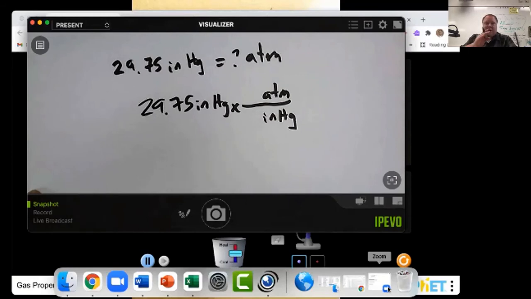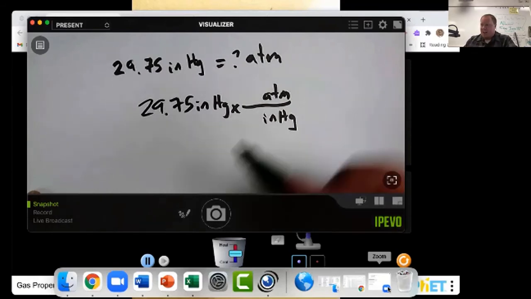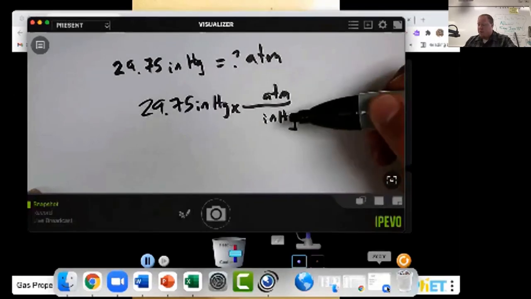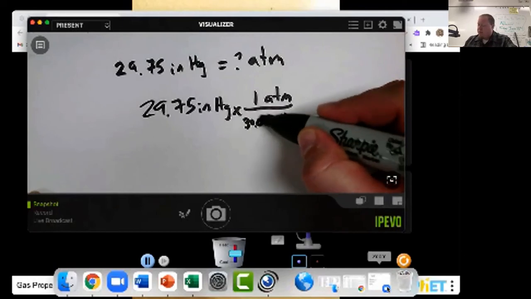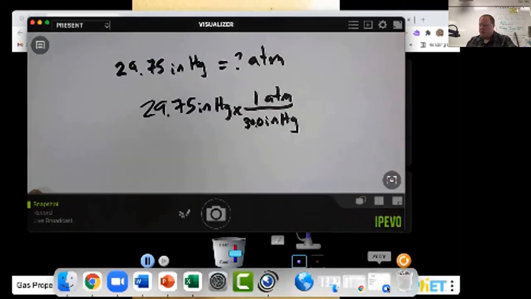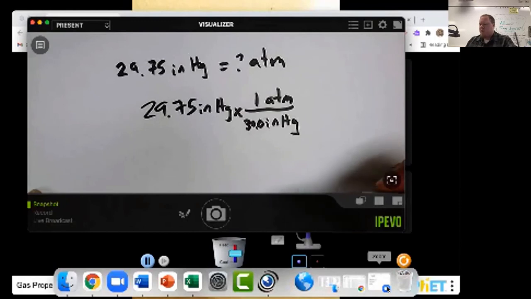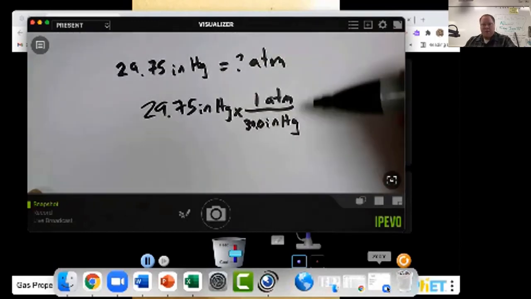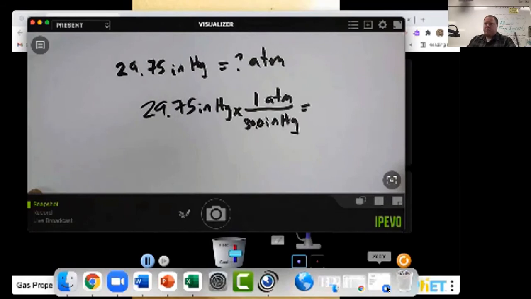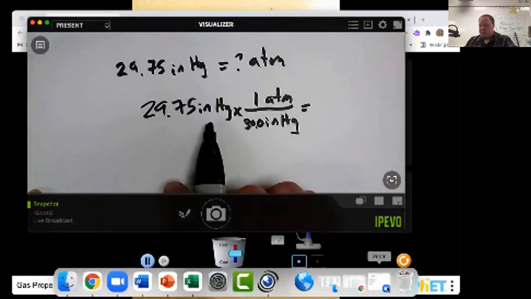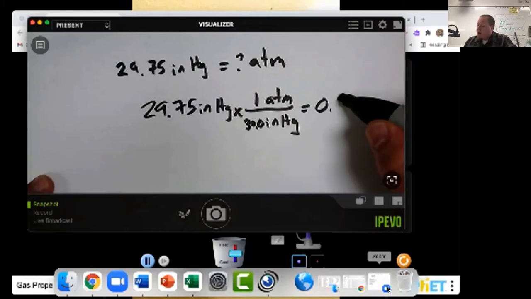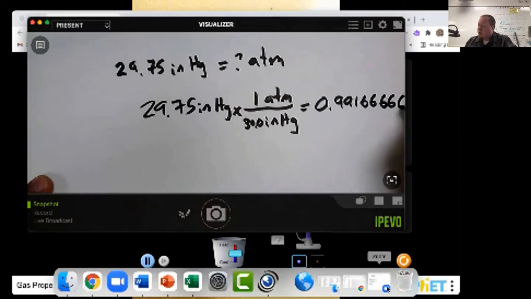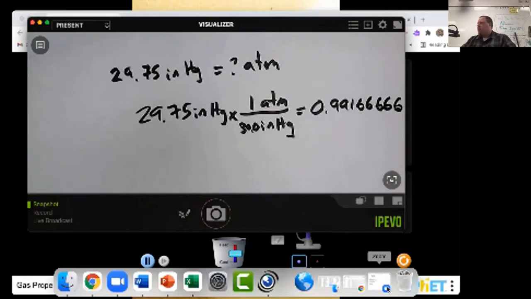Now I'm going to take those numbers that I just showed you on that slide and connect the right number to the right unit. So it's 1 atmosphere and 30.0 inches of mercury. The 30 goes with the inches, the 1 goes with the atmosphere. Inches of mercury on the bottom, because that's what I have, atmospheres on top, and that's the setup. So 29.75 inches of mercury times 1 over 30 is 0.9916666 repeating.